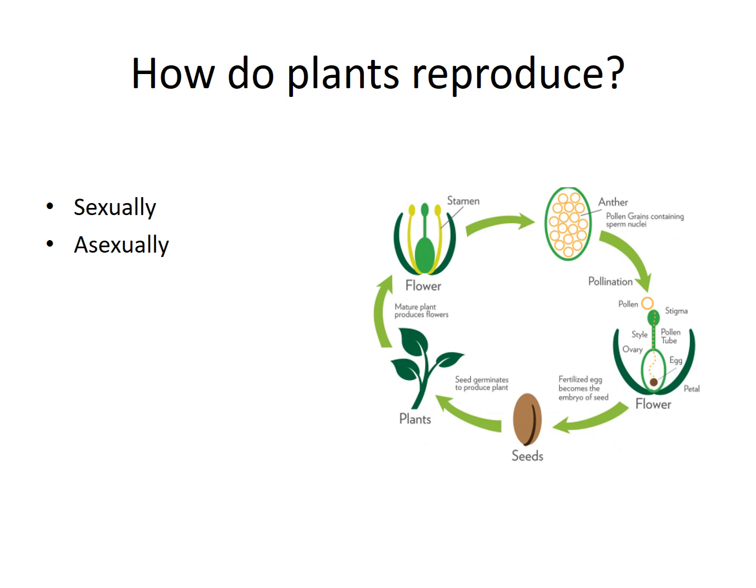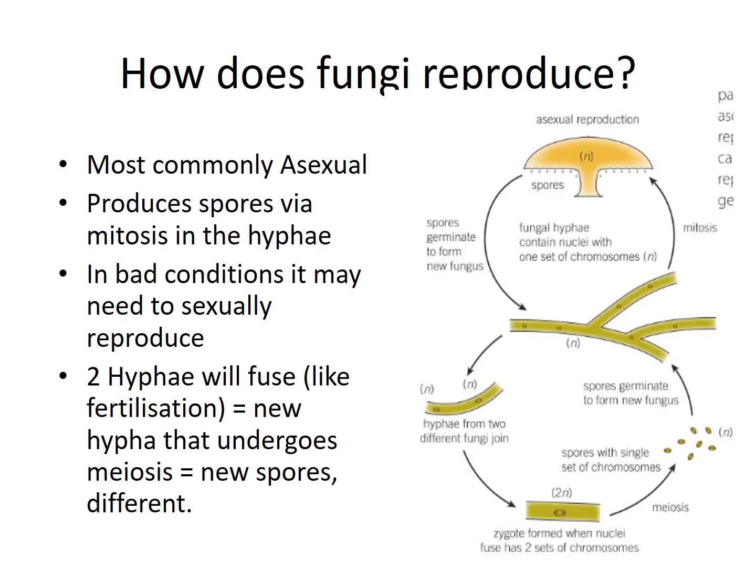So when the pollen lands on the stigma, it grows a tubule down to the egg, fertilization happens, and then we get seeds. Sexual and asexual plants are clever. So let's move on and talk about fungi. So fungi are a little bit more interesting because they can do, and they most commonly do, asexual reproduction.